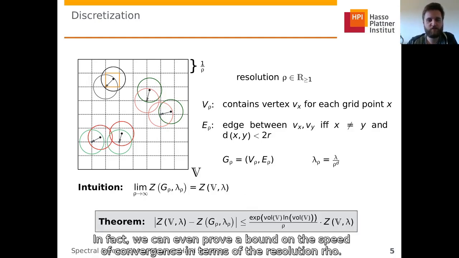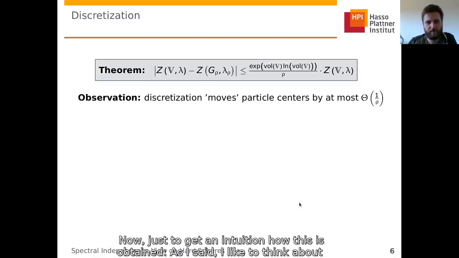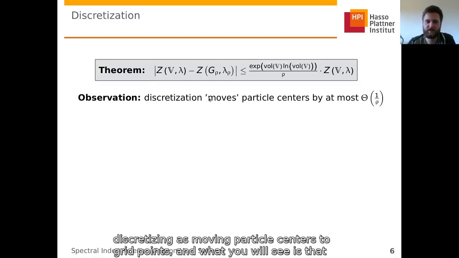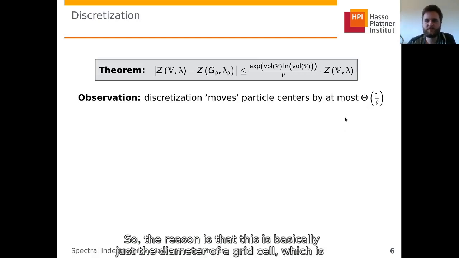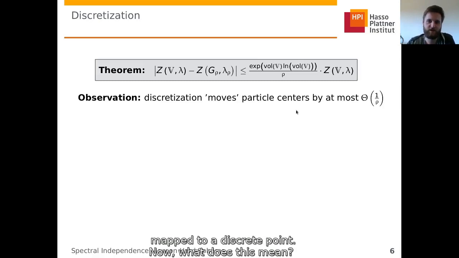And in fact, we can even prove a bound on the speed of convergence in terms of the resolution ρ. Now, just to get an intuition of how this is obtained, as I said, I like to think about discretizing as moving particle centers to grid points. And what you will see is that you only move particle centers by at most 1 divided by the resolution. The reason is that this is just the diameter of a grid cell, which is mapped to a discrete point. Now, what does it mean?